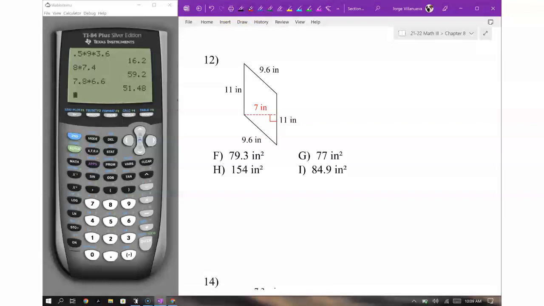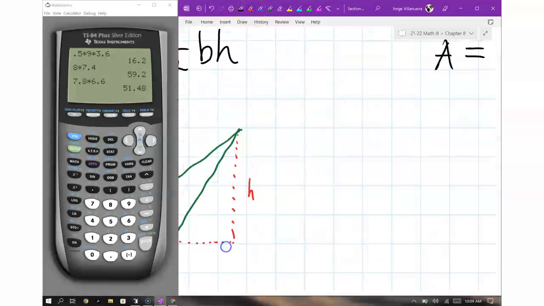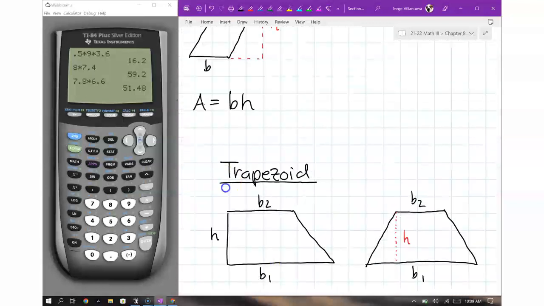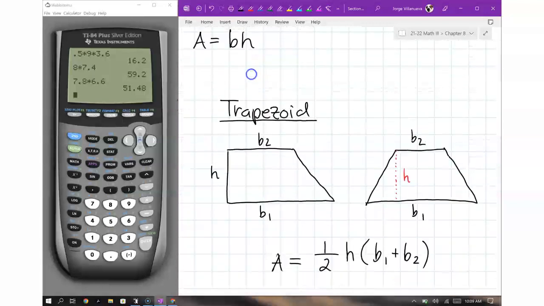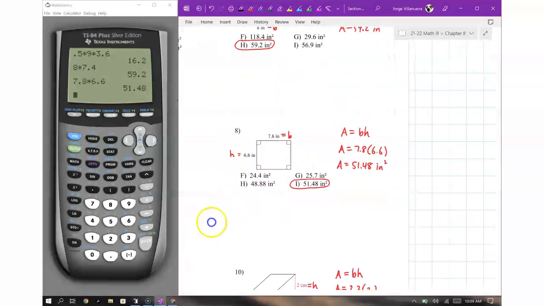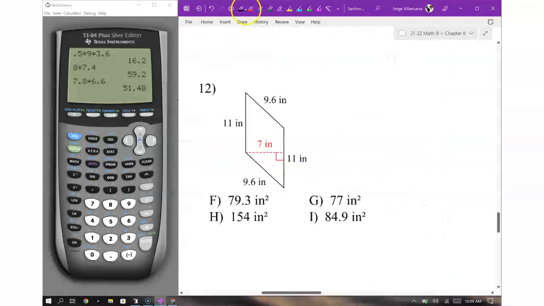The 7? Remember, if I tell you that they drew something for you, look at my definition. What do they always draw for us? The H, right? H, H, H. So what is the 7? That's my height. Which one is my base then? 11. So you kind of have to mentally rotate it, right? So this would be your base.